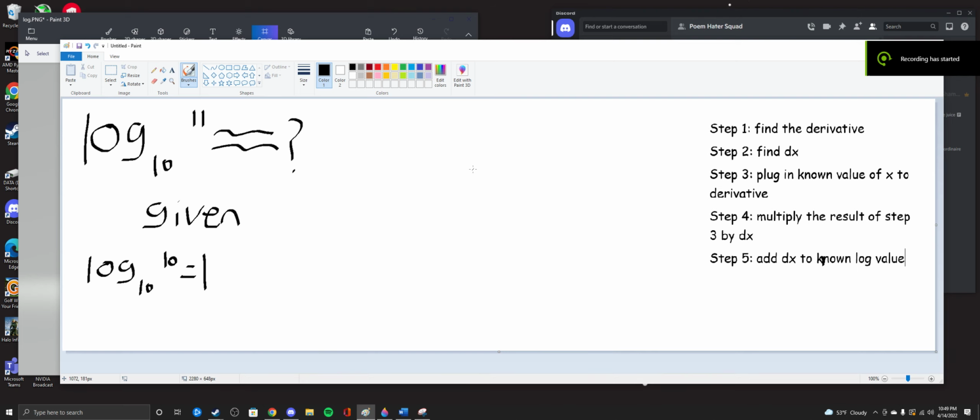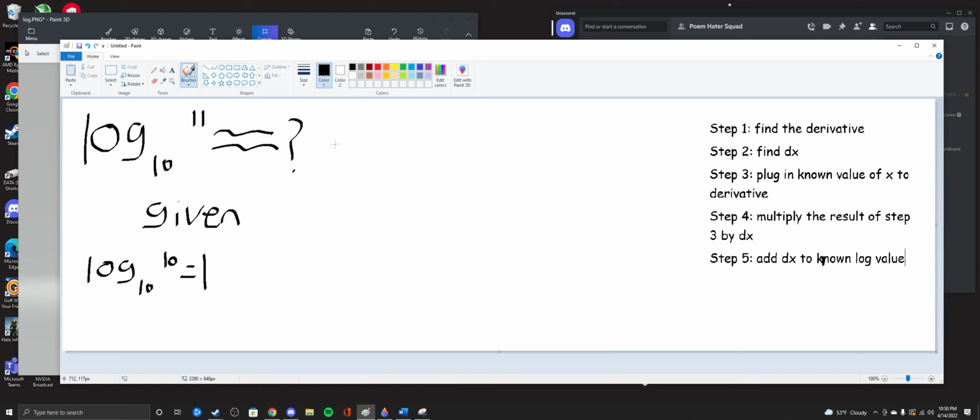Hey everyone, today I'm going to be showing you the local linear approximation for logarithms. This is sort of a follow-up to my old logarithm video that was absolutely horrendous and completely wrong. But this time we're downgrading it a little and using logs of the same base because I don't know how to do it the other way. So we want to estimate log base 10 of 11 given that log base 10 of 10 is 1.